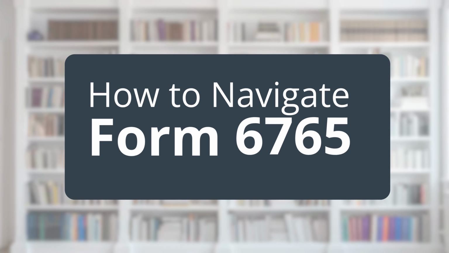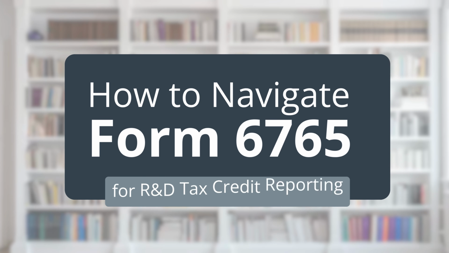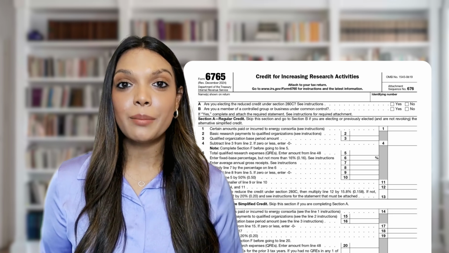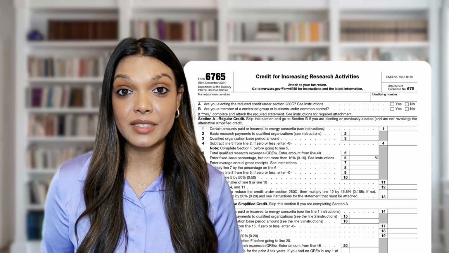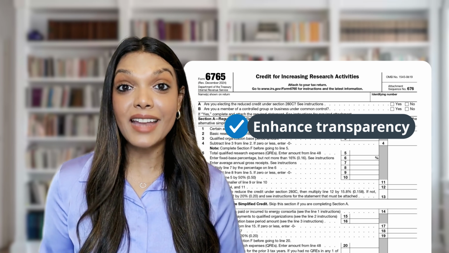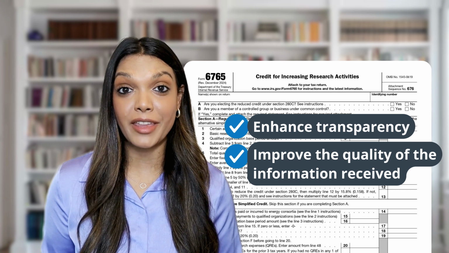How to navigate the new 6765 form for R&D tax credit reporting. The research and development (R&D) tax credit is beneficial for many businesses. After all, it puts cash back in your pocket by offering a dollar-for-dollar reduction in your federal tax liability for qualifying expenses. But did you know that the IRS has introduced significant revisions to Form 6765 to enhance transparency and improve the quality of information received by the IRS?